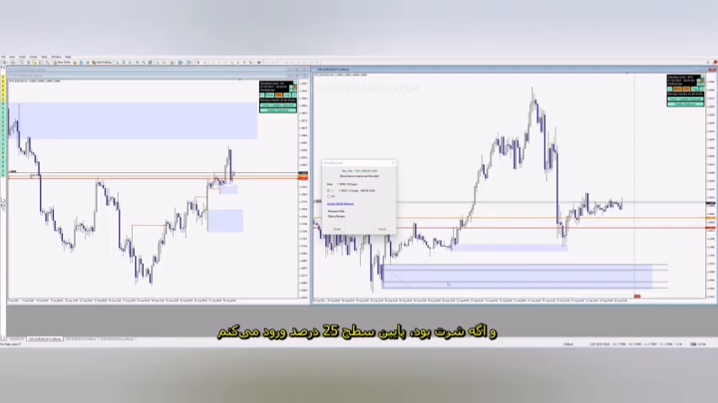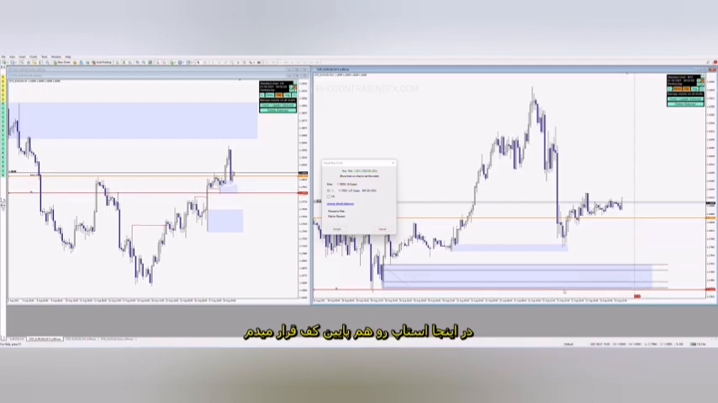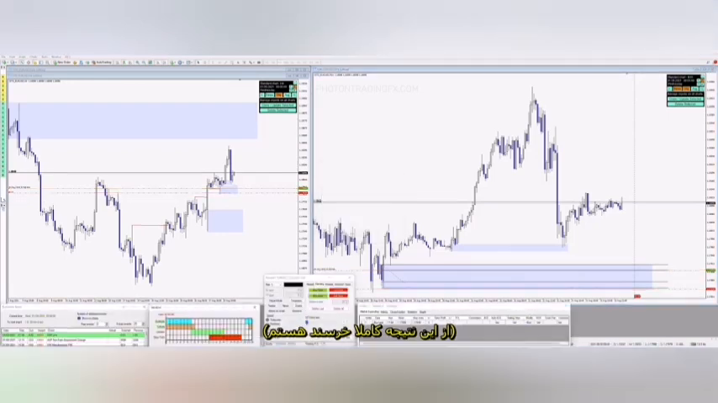And obviously if it's a short, I'd enter on the bottom 25%. So the way I'm going to do this is stop just below the low, and then I'm going to have our entry on the 25% level there. And I would be more than happy with that. So now we have our buy limit set.